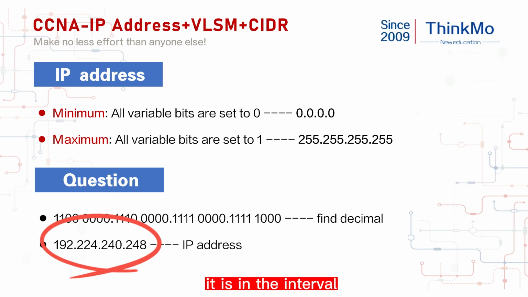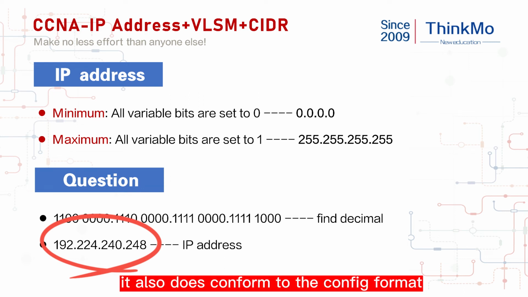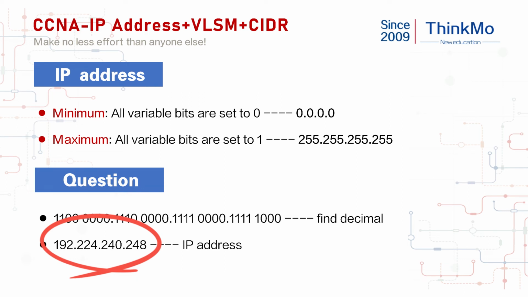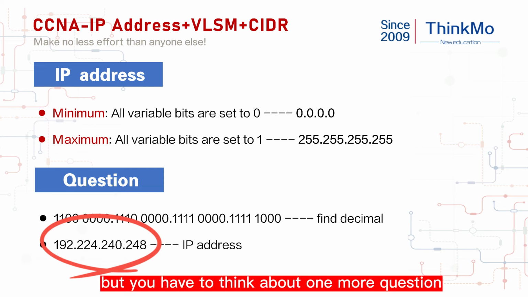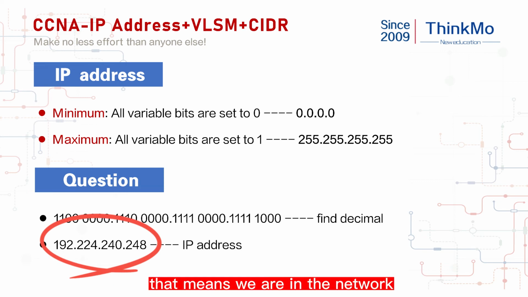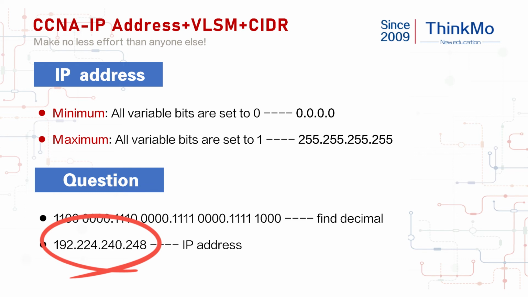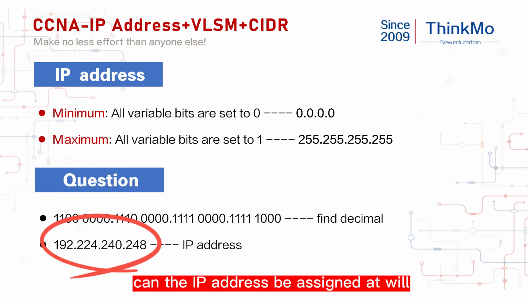It is in the interval, and it also does conform to the configuration format. So it's an IPv4 address. But you have to think about one more question. That means we are in the network. Can the IP address be assigned at will?